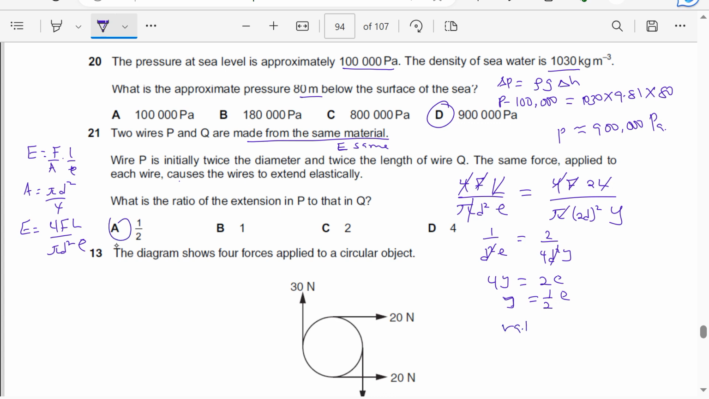So the ratio is going to be a half E over E, which is a half.